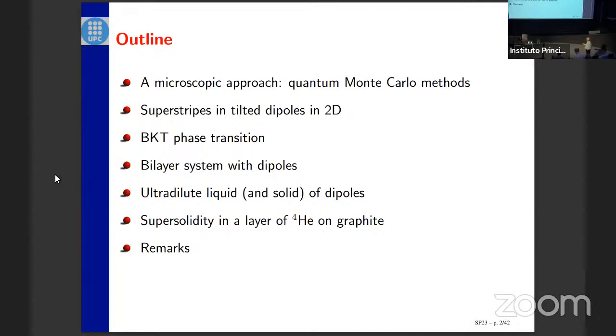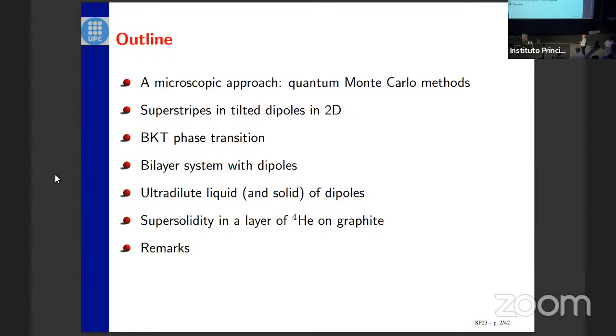I will comment about superstripes. There's a fashionable way of producing a kind of supersolid using tilted dipoles in two dimensions. It connects with the talk before by Lorian. I think there is a lot of interesting physics to do in 2D. I will show our results about this BKT phase transition that has been discussed here for a long time. I will show our perspective, as people doing microscopic simulations, about this BKT transition, how we get this.